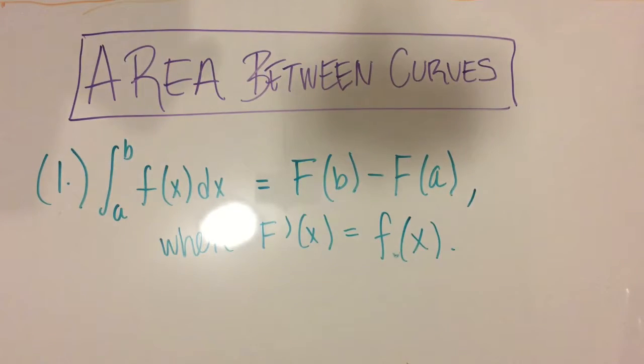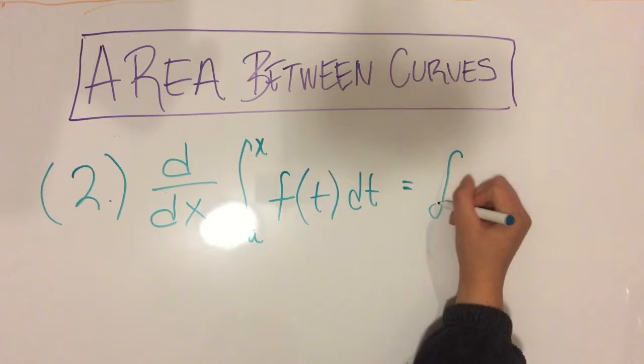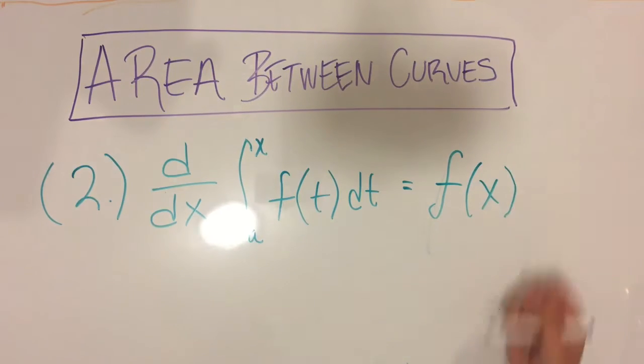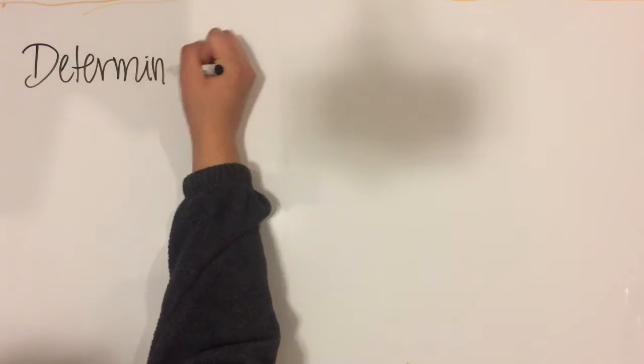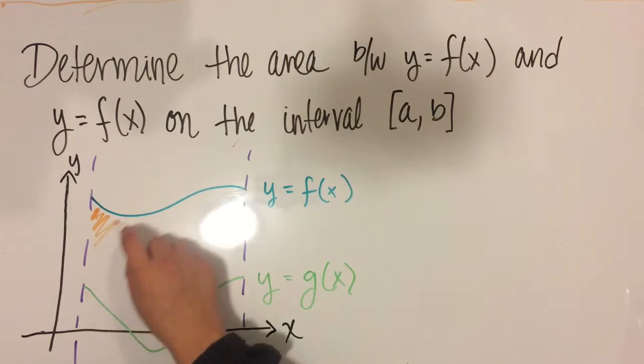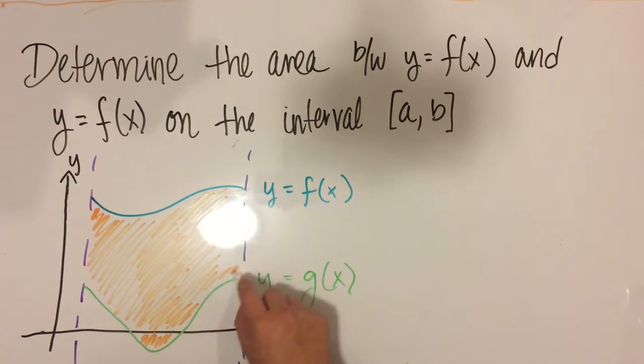The first part of this theorem is that the integral from a to b of f of x dx equals the antiderivative of b minus a. The second part is that the derivative of the integral from a to x of f of t equals f of x. Here's a case in which it makes it easier to visualize how area between curves works.